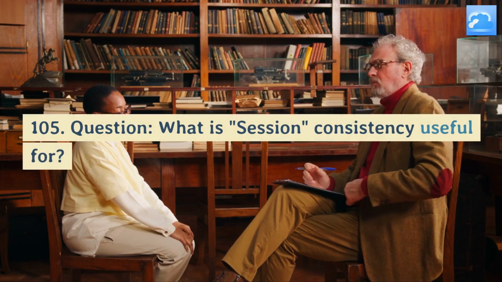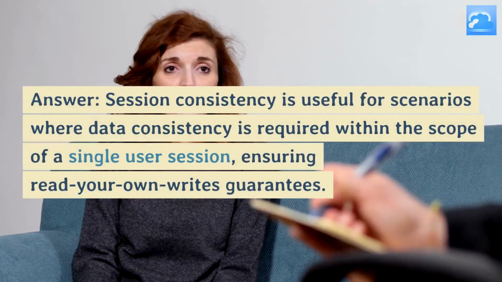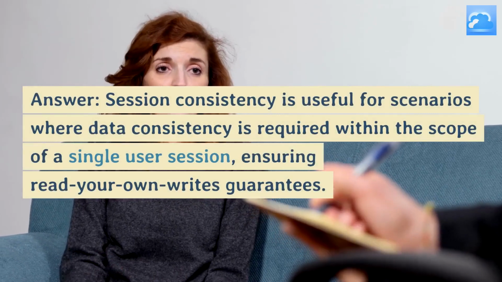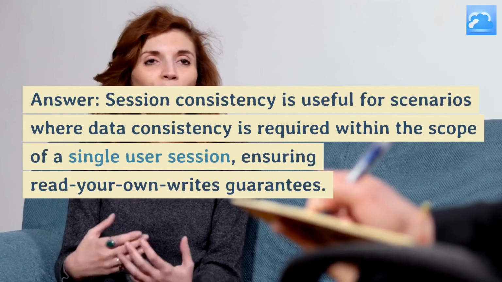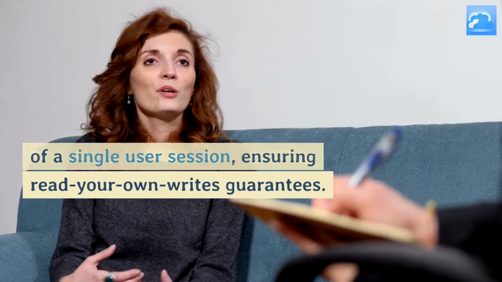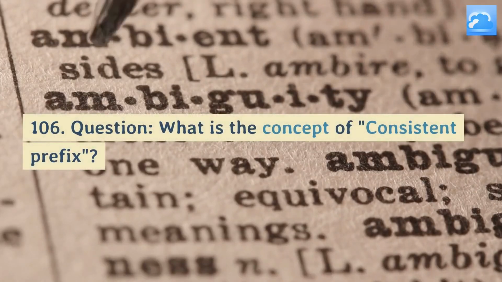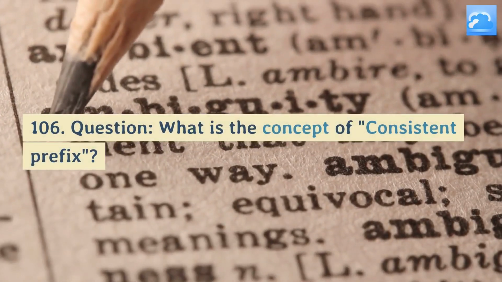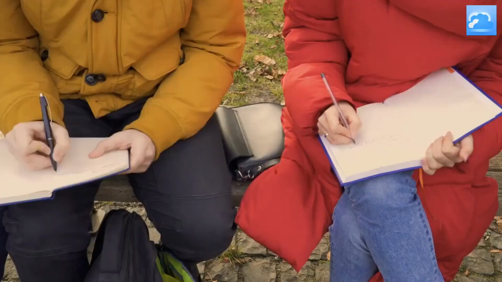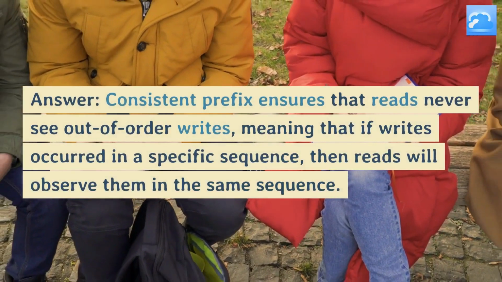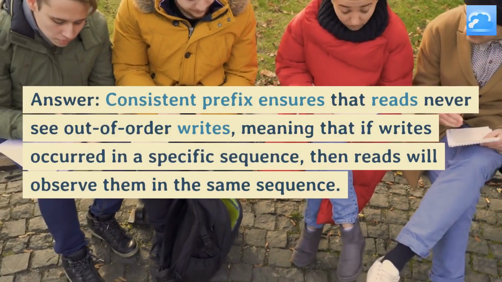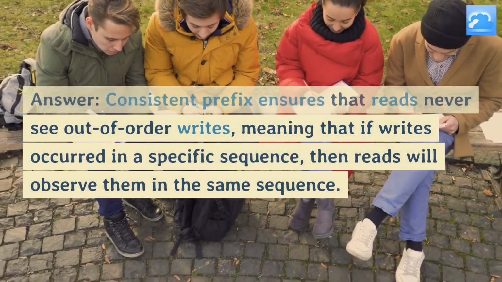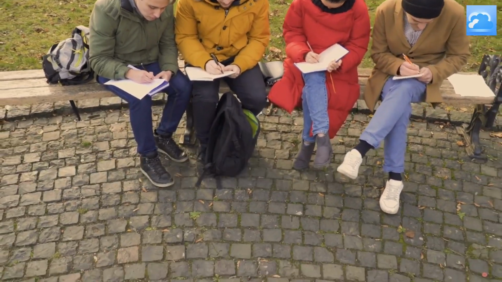105. Question: what is session consistency useful for? Answer: session consistency is useful for scenarios where data consistency is required within the scope of a single user session, ensuring read your own writes guarantees. 106. Question: what is the concept of consistent prefix? Answer: consistent prefix ensures that reads never see out of order writes, meaning that if writes occurred in a specific sequence, then reads will observe them in the same sequence.